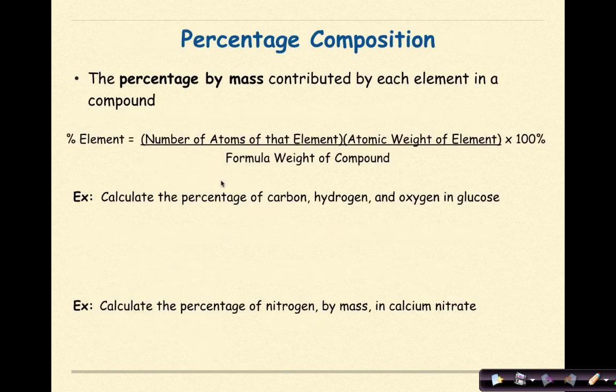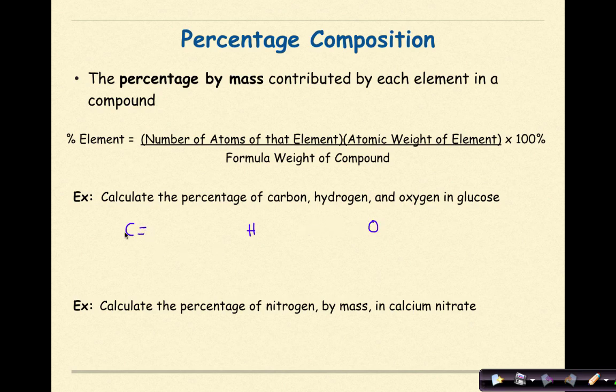Now let's talk about percent composition. The percentage by mass contributed by each element in a compound. So the percentage of each element is going to equal the number of atoms of that element times the atomic weight of that element divided by the formula weight of the compound times 100. Calculate the percentage of carbon, hydrogen, and oxygen in glucose. All right, so we're going to have carbon, hydrogen, and oxygen. We're going to figure out the percentage of each.